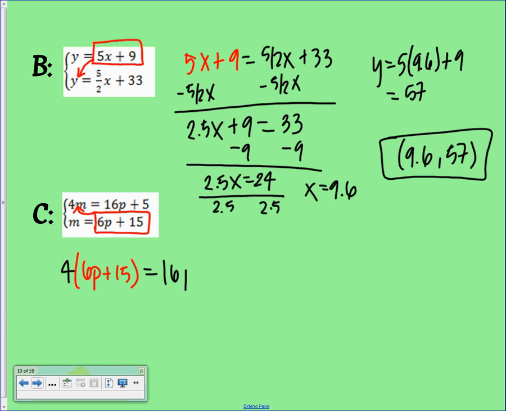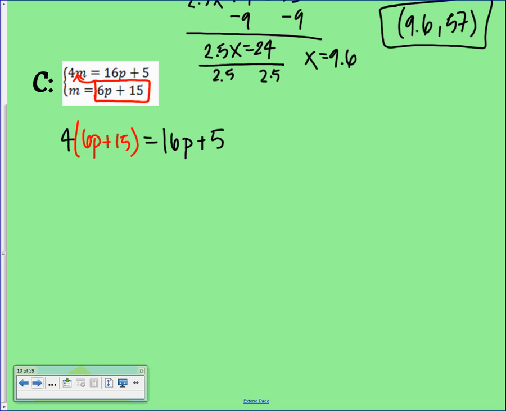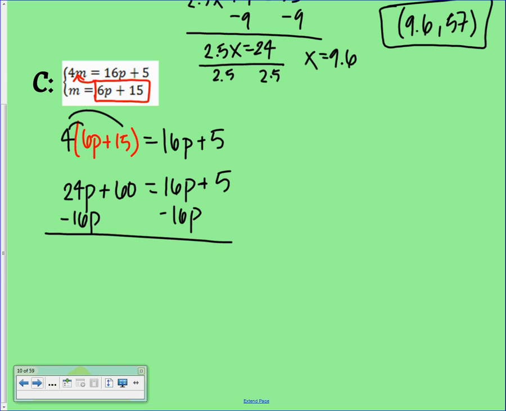Now if I want to go ahead and solve that, I'm going to distribute on the left side. So I've got 24p plus 60 equals 16p plus 5. Again, I want to get my p's together, so I'm going to subtract 16p from each side.